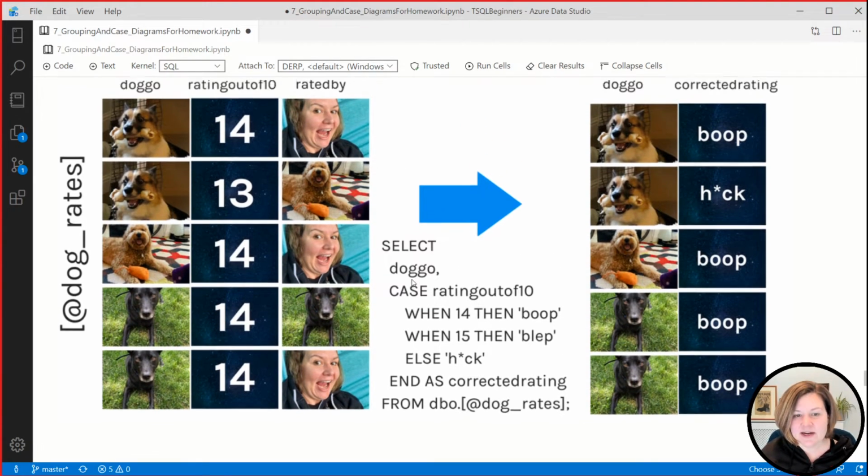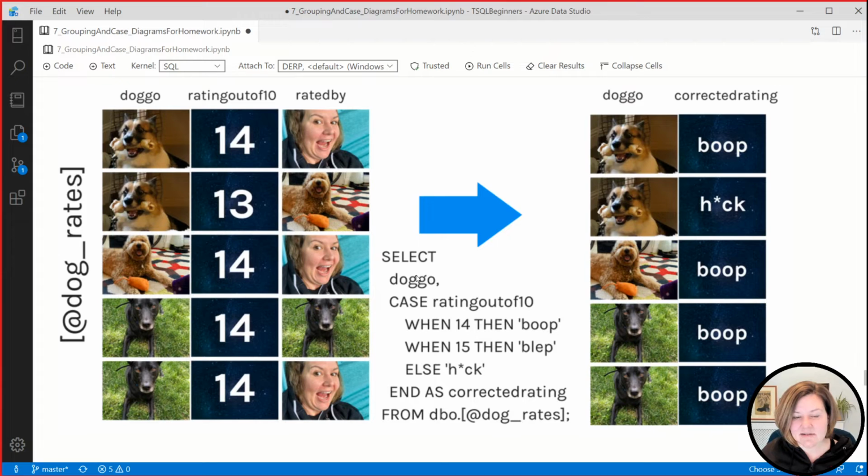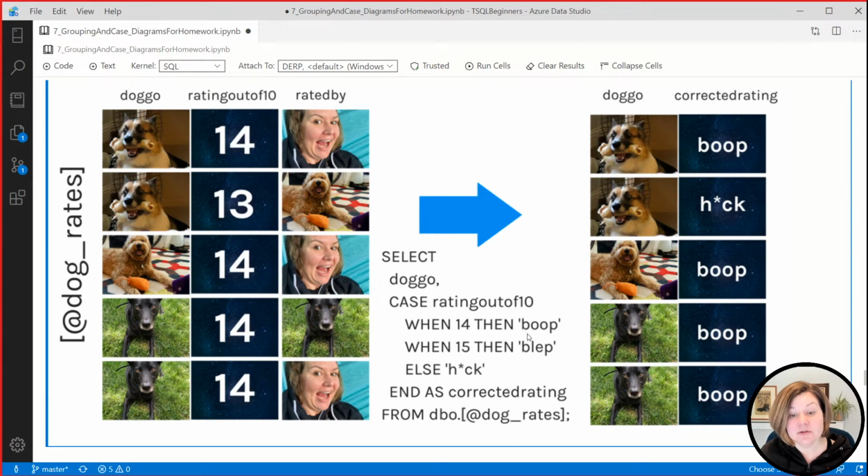So this query is saying we want to select from the dog rates column, and I do not have a group by here. We're just doing pure case. Essentially what we're doing is a conditional here. So first column, we just want the doggo. Really straightforward, right? So that one's clear. But then in the second column, we're going to say, okay, look at the rating out of 10. When it is 14, then I want you to return the character string boop.